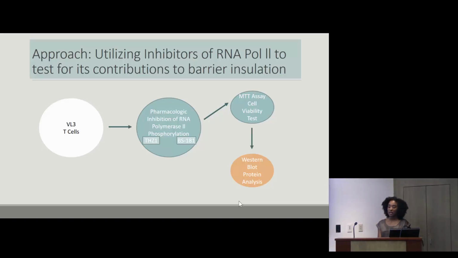In order to understand the amount of inhibitor we needed to use, we conducted the MTT assay, a cell viability test. This cell viability test will help us identify whether or not the cells are viable, or how much inhibitor we can use so we don't actually kill all the cells. And then from there, we would identify the proteins by conducting a Western blot.